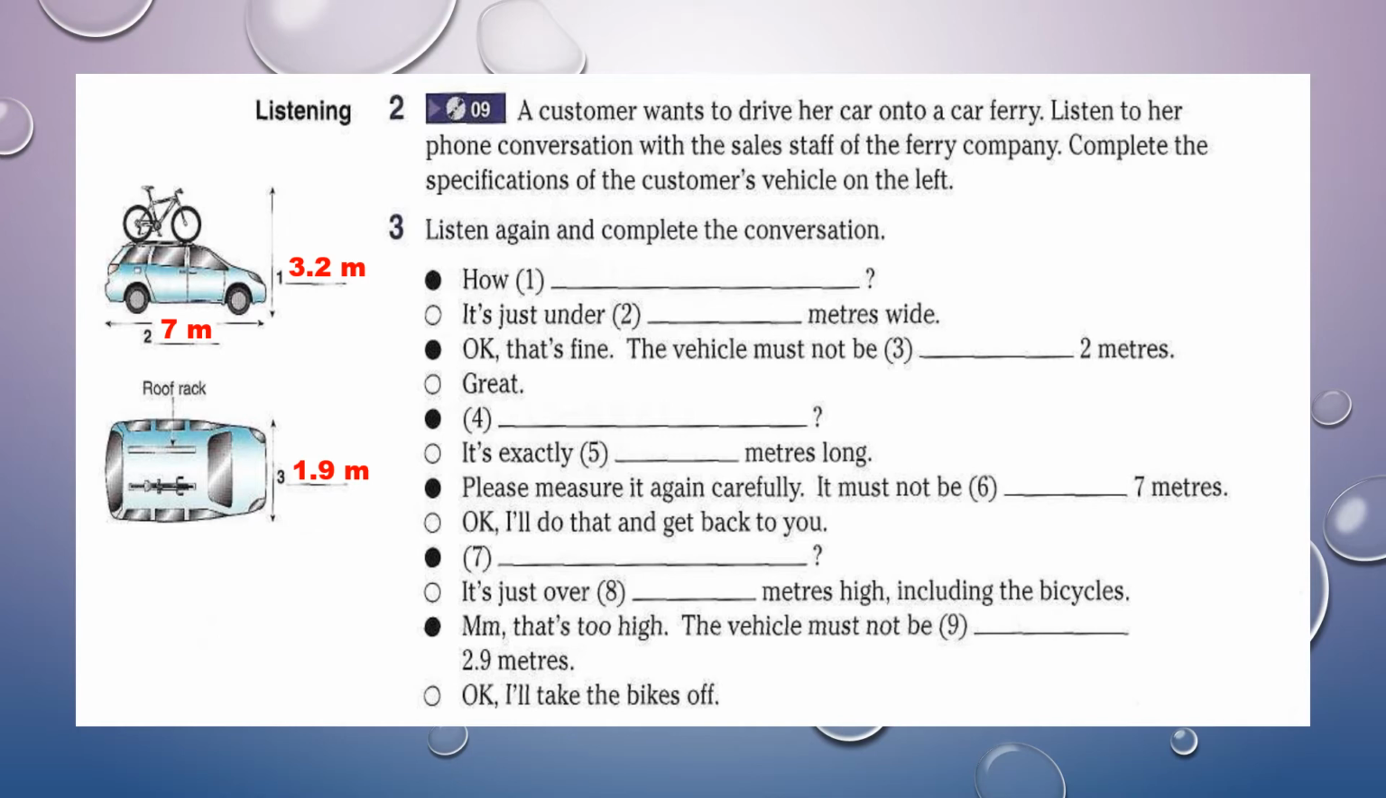How wide is your van? It's just under 1.9 meters wide. Okay, that's fine. The vehicle must not be wider than 2 meters. Great. How long is it? It's exactly 7 meters long. Please measure it again carefully. It must not be longer than 7 meters. Okay, I'll do that and get back to you. How high is it? It's just over 3.2 meters high, including the bicycles. That's too high. The vehicle must not be higher than 2.9 meters. Okay, I'll take the bikes off.